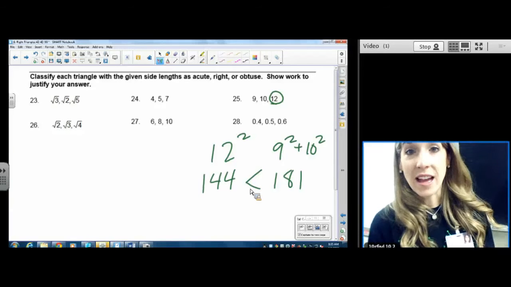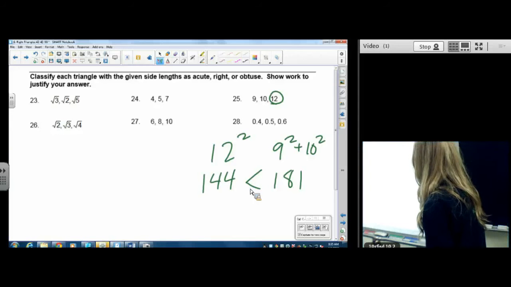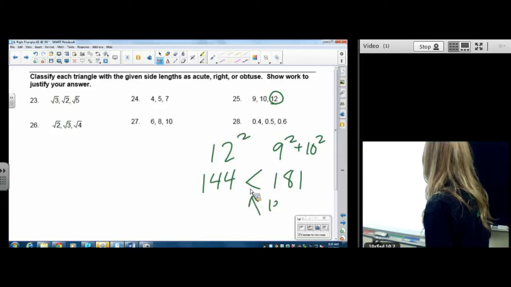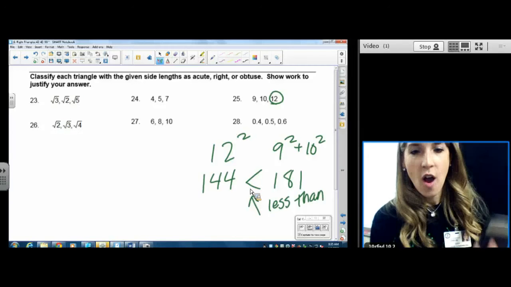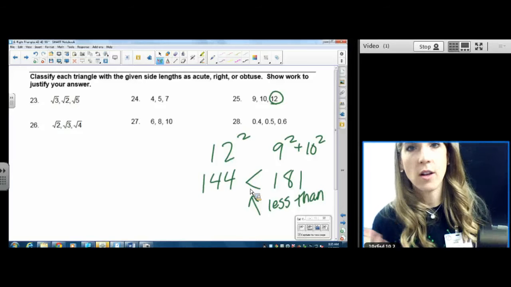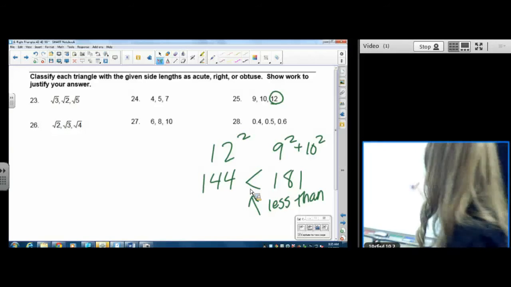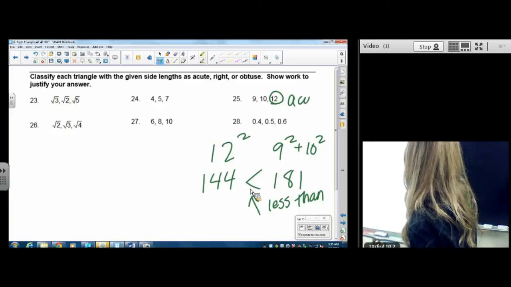Then you read the sign. You always read from left to right. This is a less than sign. So since it's a less than sign, our triangle is acute. When it's a greater than sign, our triangle is obtuse. So less than, acute, greater than, obtuse. So that's what makes this one acute.